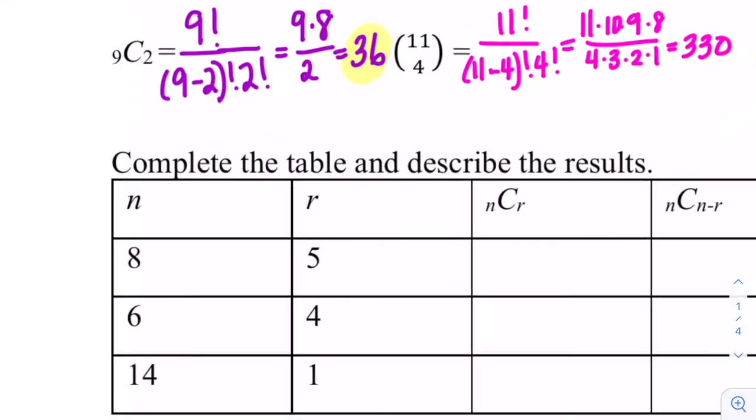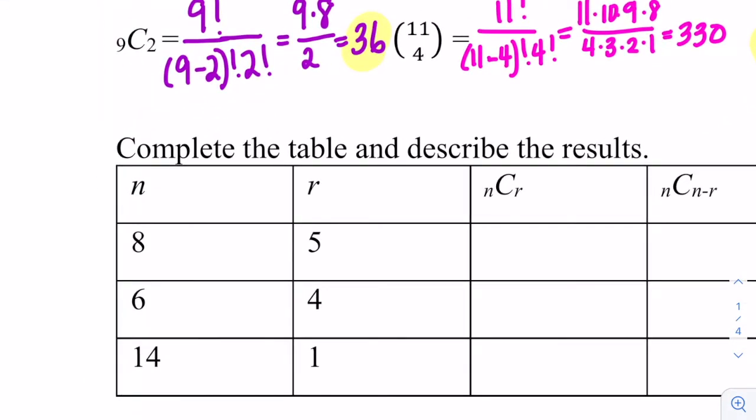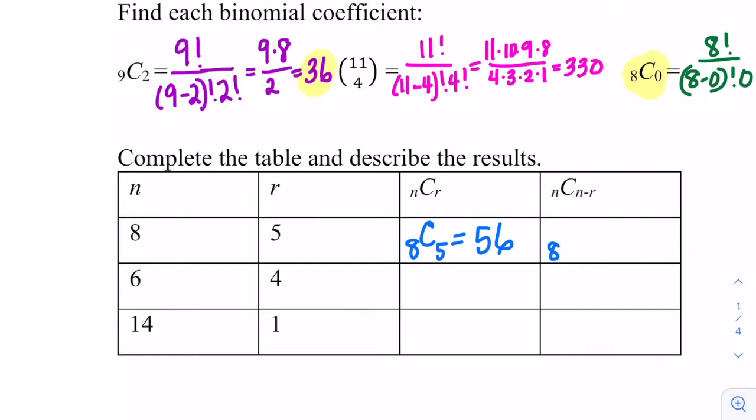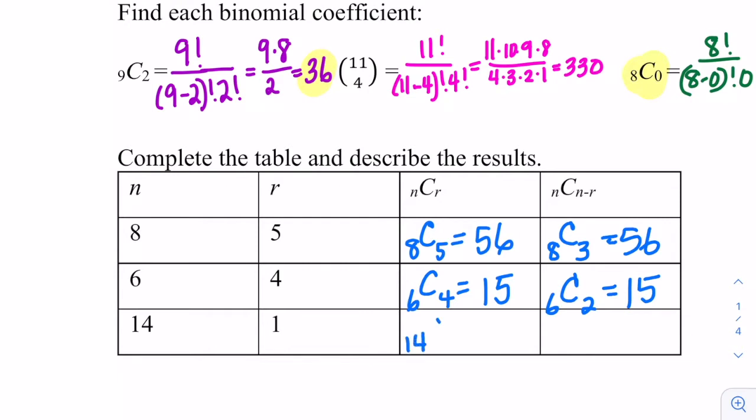So let's just look at values of n and r. If we have 8 choose 5, that equals 56. What's 8 choose 3? That's also going to equal 56. If we look at 6 choose 4, well, 6 choose 4 equals 15. And if I have 6 choose 6 minus 4, which is 2, I'll also get 15. Now 14 choose 1, that's just 14.